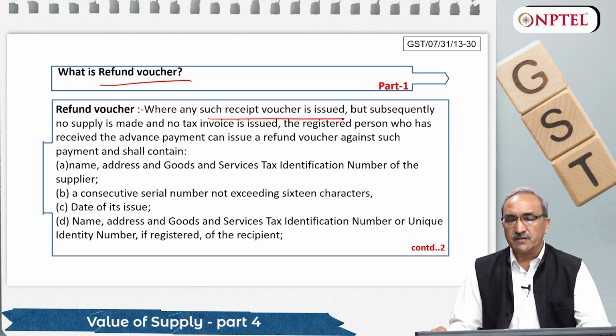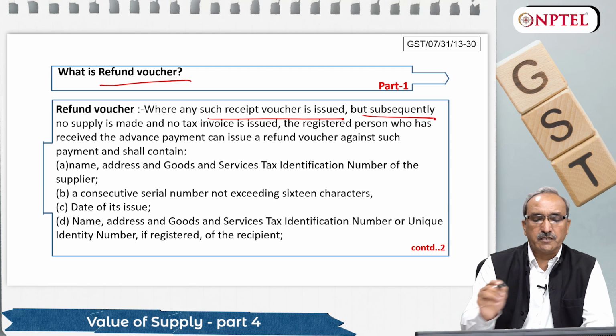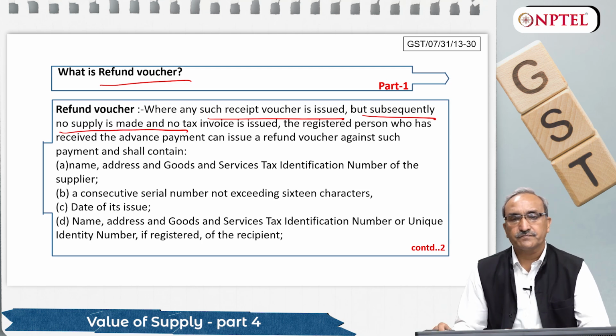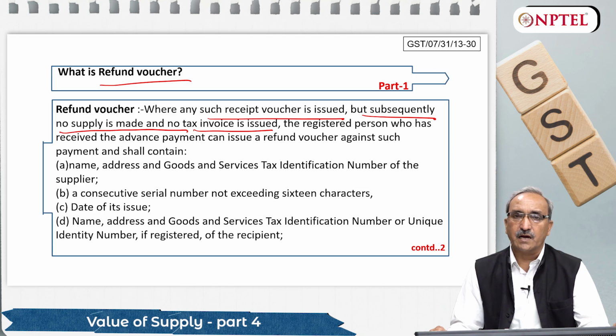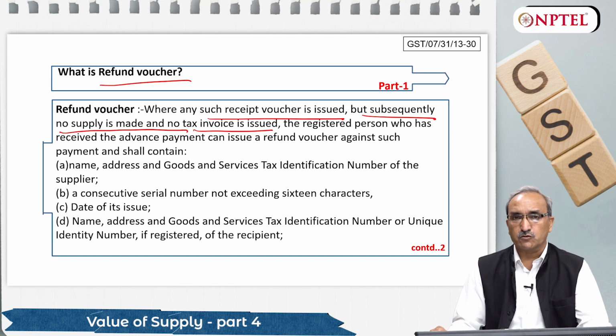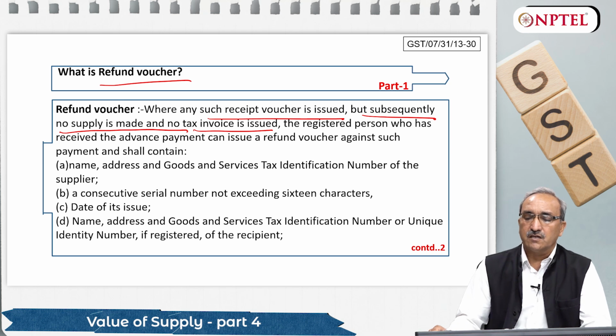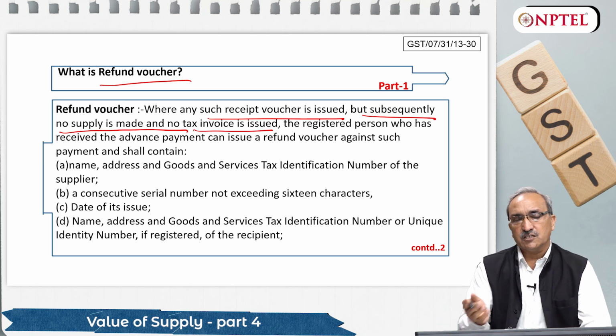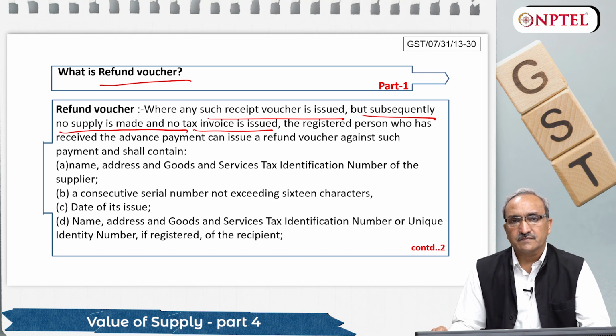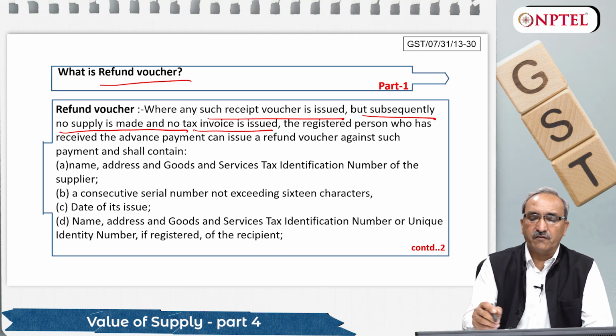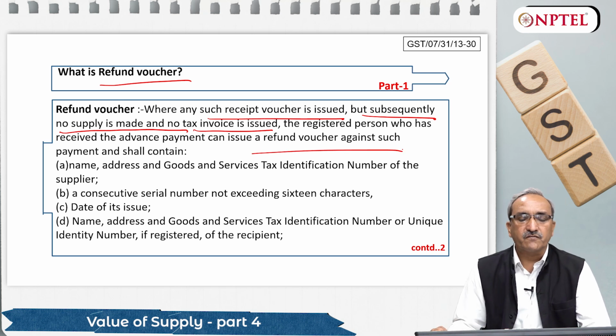And if for some other reasons, subsequently no supply is made and no tax invoice is issued, you received advance for some supplies, maybe of goods or services, but for some reason you could not supply such goods or services for which the advance was received. The person who has received the advance is supposed to return the money. So when he returns the money, he will generate this document, that is the refund voucher. He has refunded the money to the buyer, or to the person who has given him the advance.